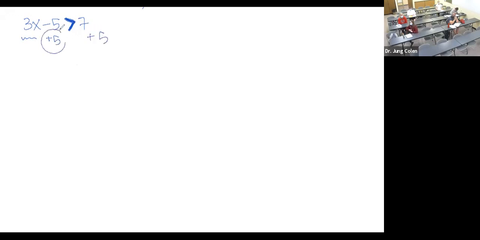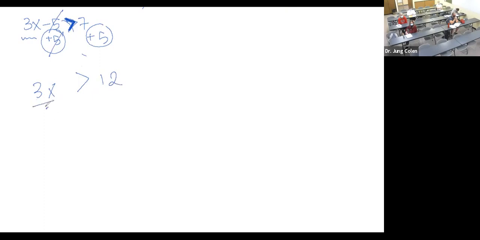When you're adding the same number, does the inequality change? No, it doesn't. Think about the balance beam. So this is heavier than this. I'm adding exactly the same amount. It's still the same, right? It's not changing, right? So we know when you're adding exactly the same amount, the inequality doesn't change. So we have 3x here, and 7 plus 5 is 12. Now what did you do?